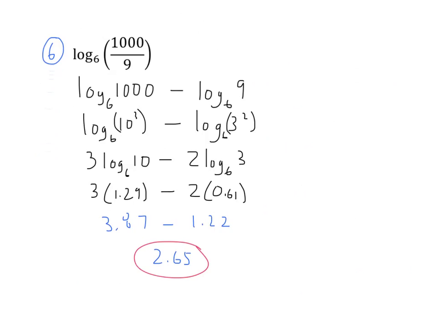All right, and one more thing I want to mention. I'm not multiplying these out in my head. Maybe you can, but just for the sake of time in the video, I multiplied these out ahead of time. But you will need to be able to do these without a calculator, so I would just do the work 3 times 1.29 off to the side, 2 times 0.61, do that off to the side, and then subtract.